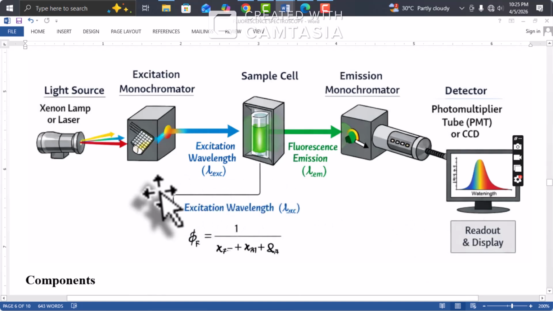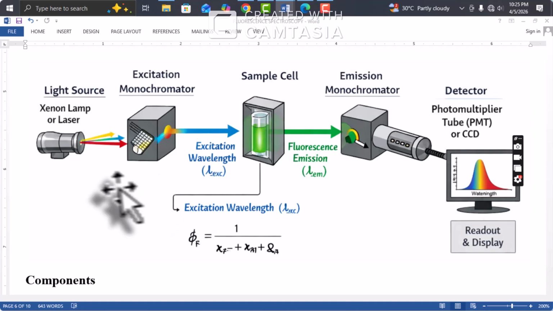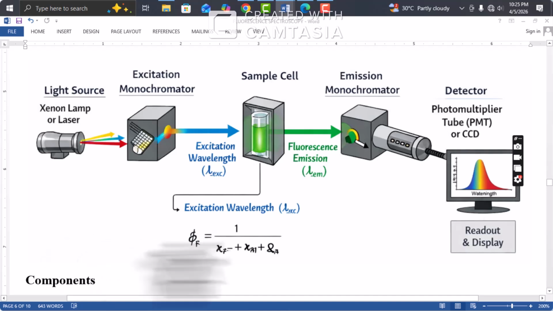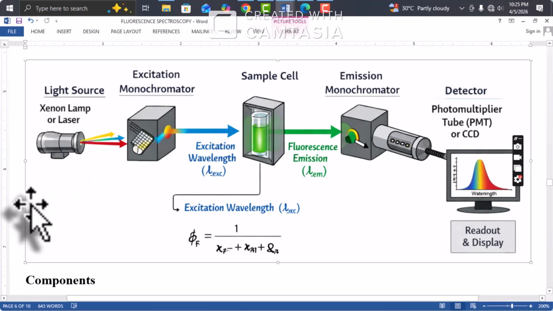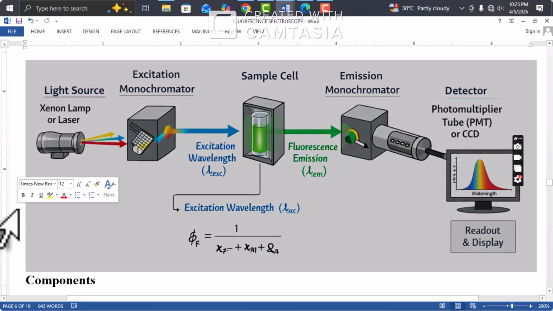But take note, a fluorescence spectrophotometer can work at different wavelengths. That is the strength, and that is why it is superior to a fluorimeter, for instance. So you can work at different wavelengths. I will talk about that when we get to interpretation and the likes. So take note of the schematic diagram.